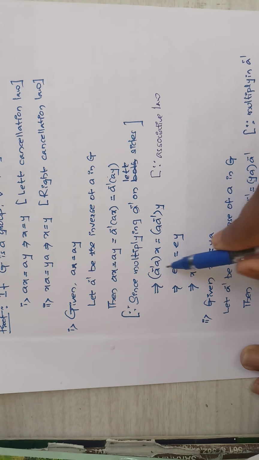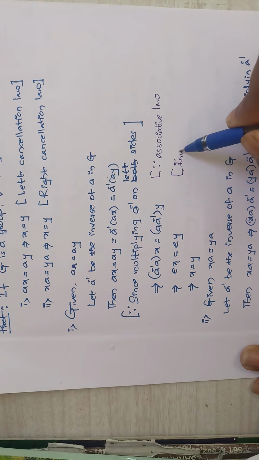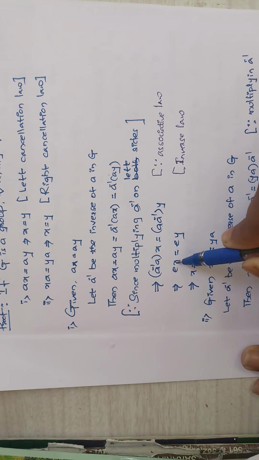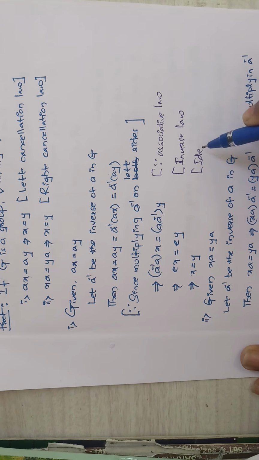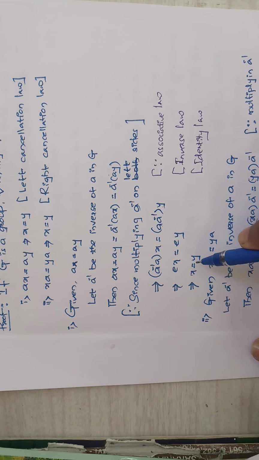Using the inverse law, A inverse into A becomes E, so Ex is equal to Ey. Using the identity law, Ex can be written as x, so x is equal to y.